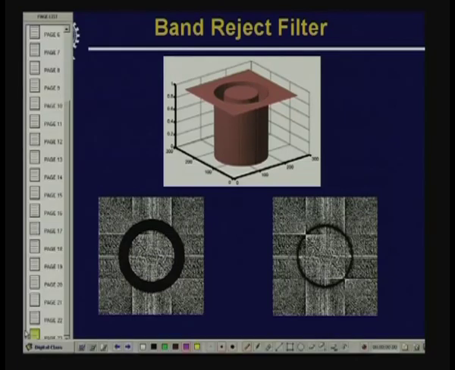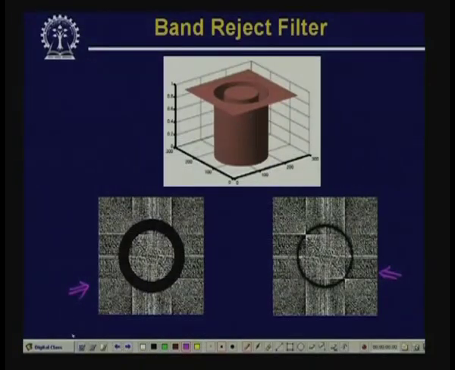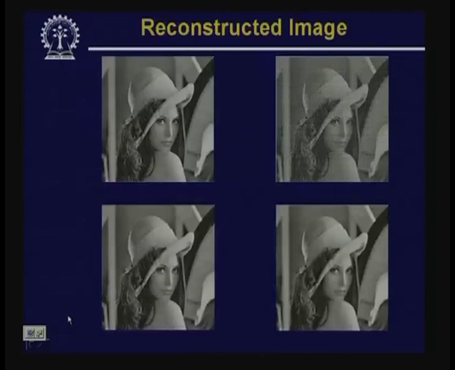On the left I have an ideal band reject filter, and on the right I have the corresponding Butterworth band reject filter. By using this band reject filter, we are removing a band of frequencies from the Fourier coefficients corresponding to the frequency of the noise. After removal of these frequency components, if I go for inverse Fourier transform, then I am going to get back my reconstructed image, and that is what we get in this particular case.